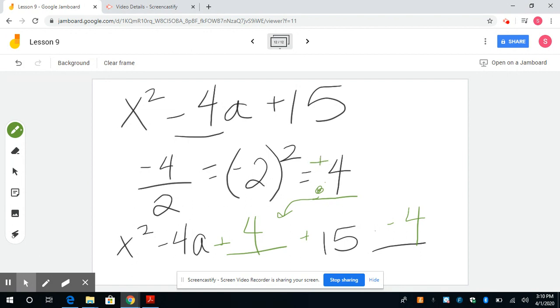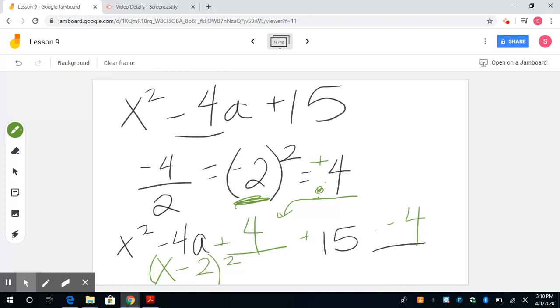All right, and then we factor, and remember this number is how we factor it. So it turns into (x - 2)² plus 11, simplifying on the right. And that's my answer. So there is a pattern, right? And this step is optional.